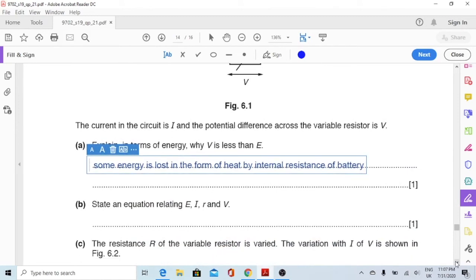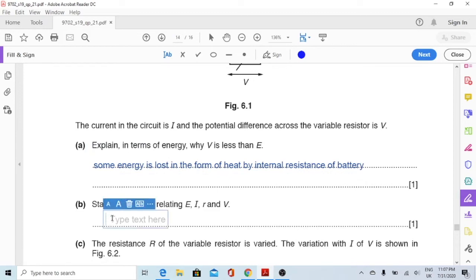Part B, state an equation relating E, I, r, and V. So the total EMF which is applied to the circuit is equal to the voltage across the resistor or across any component attached to the circuit plus the energy lost in the internal resistance of the battery.